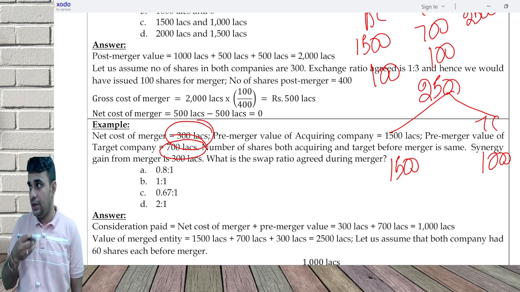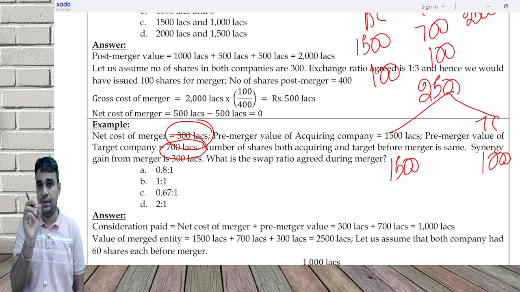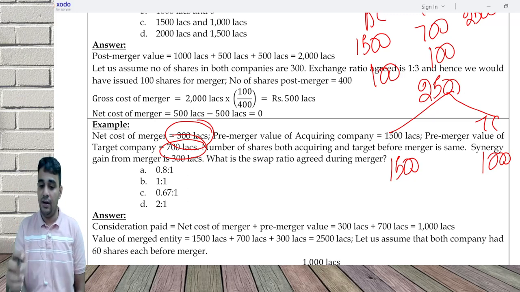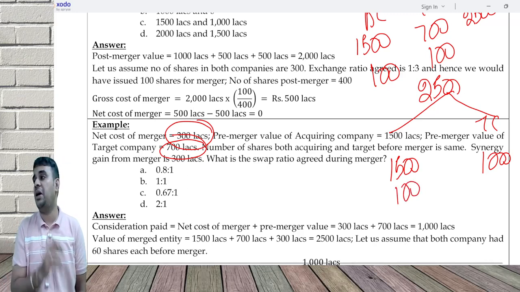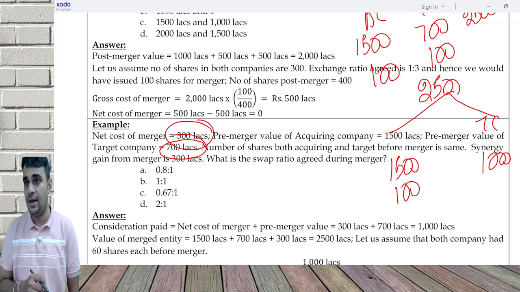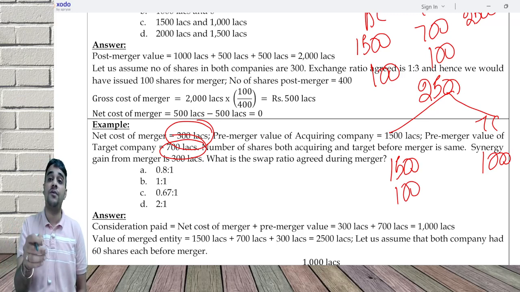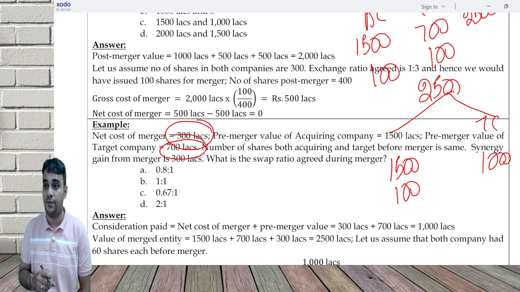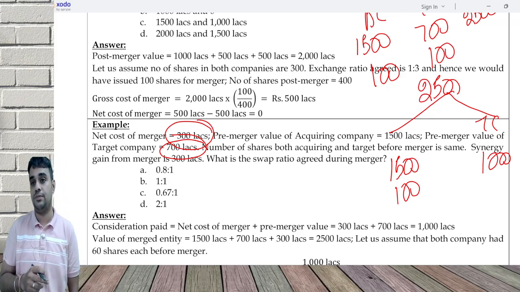The AC shareholders were holding 100 shares. TC were also holding 100 shares. For them, 100 will continue to be 100. They are not going to be given anything extra. So if 100 is equal to 1500, what is that question mark which will give 1000?